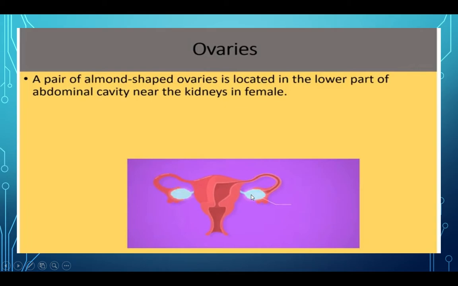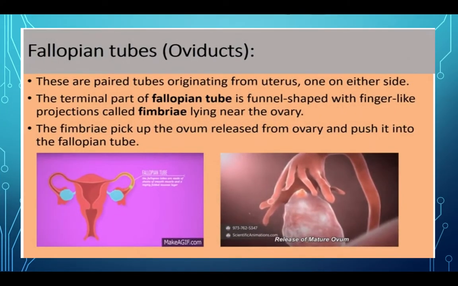That is the ovary. A pair of almond shaped ovaries is located in the lower part of the abdominal cavity near the kidneys in the female. So where is it located? It's located near the kidney, in the lower part of the abdominal cavity. Next, the fallopian tube, otherwise called the oviduct. Can you see the tube-like structure? This tube-like structure is called the oviduct, otherwise the fallopian tube.